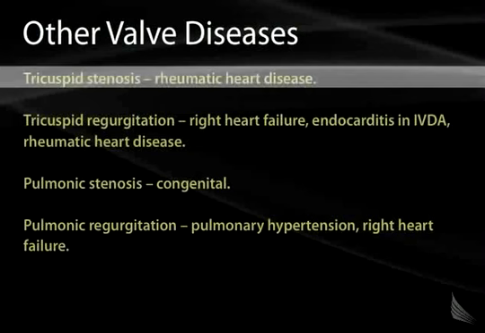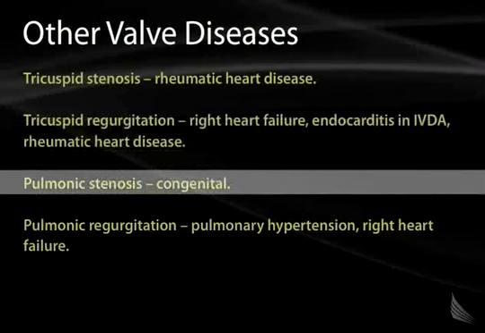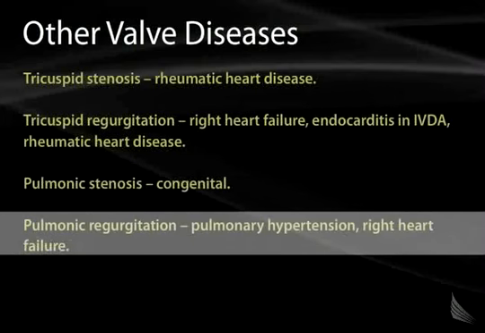Other valve diseases include tricuspid stenosis, which classically is due to rheumatic heart disease. You can also get tricuspid regurgitation, which is relatively common in the setting of right heart failure, endocarditis in IV drug abusers, and rheumatic heart disease. Pulmonic stenosis can be congenital, and pulmonic regurgitation occurs in the setting of pulmonary hypertension and right heart failure.